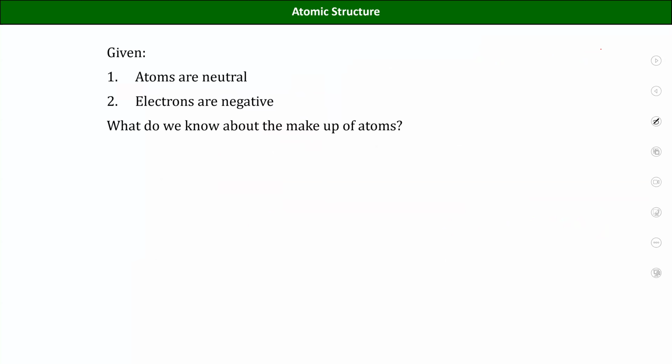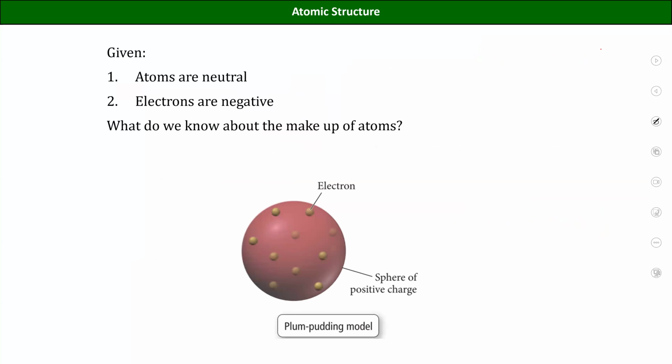So back to the original question: if the electrons are negative and the atoms are neutral, there's got to be something else. Neutral means that the charges add up to zero, so there's got to be something positive. This led to what's called the plum pudding model. Not a great theory, but it has its reasons, which makes sense when you think about if this is all we know. It's not a bad way of thinking about it.